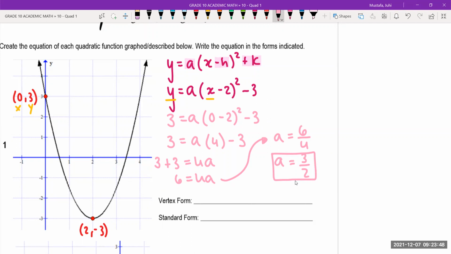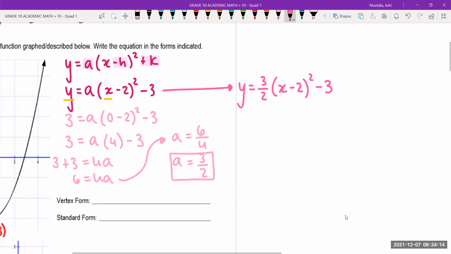All right, now that we have our a value, we can go back to this equation and put this a value into this part right here. So to finish off this part of the question, I'm just going to take this equation. I'll just do it on the side over here. It's going to be y is equal to 3 over 2 x minus 2 squared minus 3. And that is our equation in vertex form.